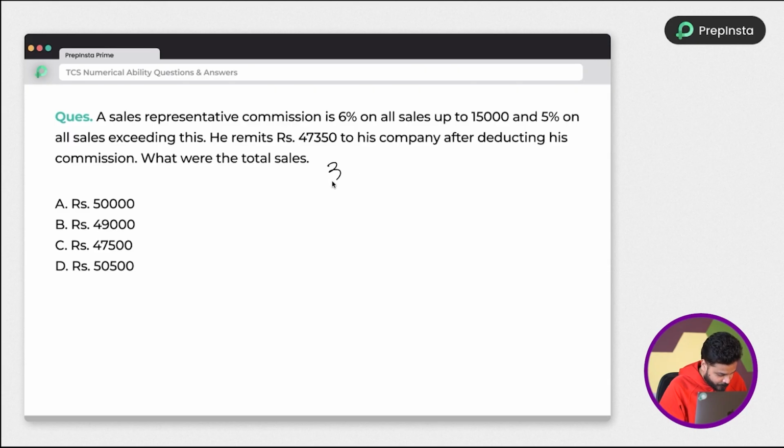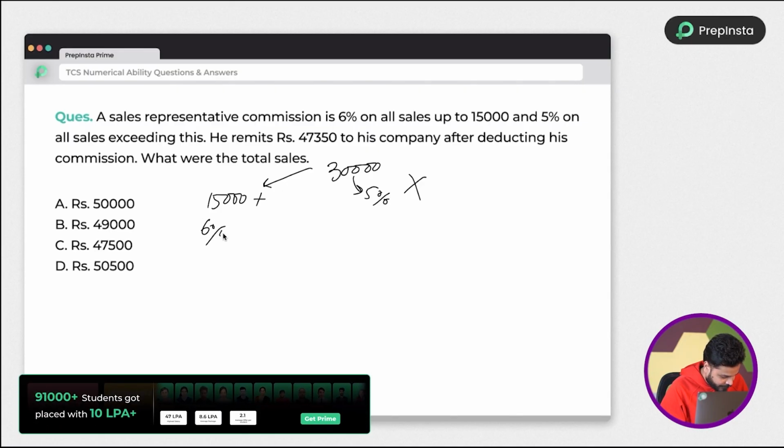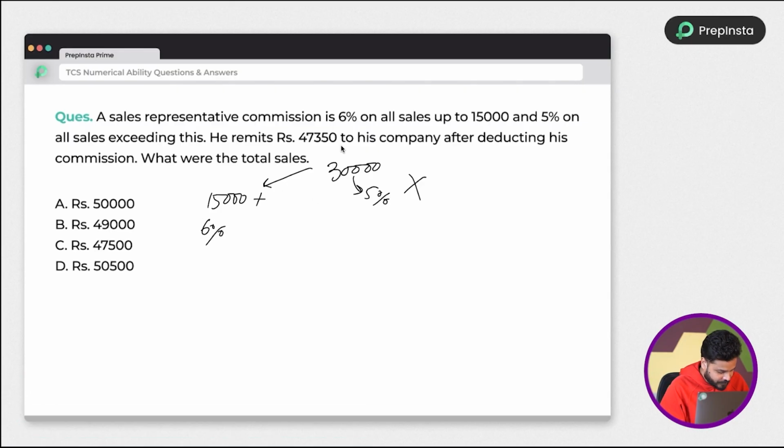So if someone has done a sale of 30,000, what would be his commission? Is it 5%? No. So basically the statement means, and such questions always mean, that if he has made a sale of 30,000, for the first 15,000 his commission is 6%, and for the rest, in this case another 15,000, the commission is 5%. That is what it means.